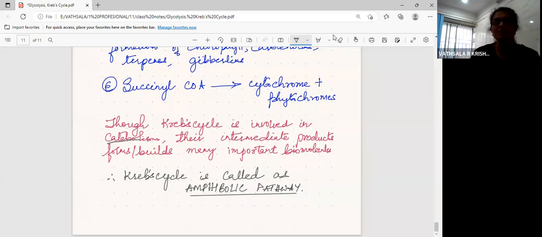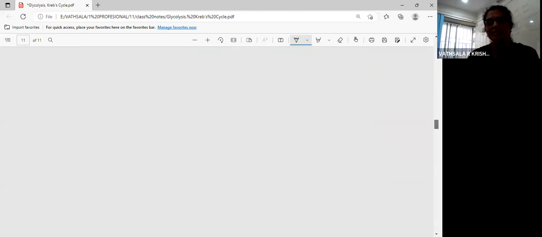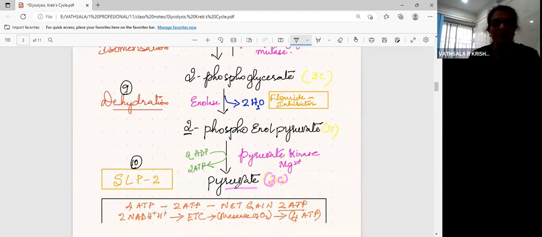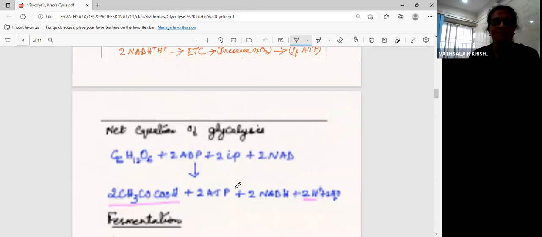Now, how many places did you see here the release of carbon dioxide? Can you tell me where all the decarboxylation has taken place? So how many molecules of carbon dioxide have been given out so far? 2. No, 3. Where all? Which are the places?